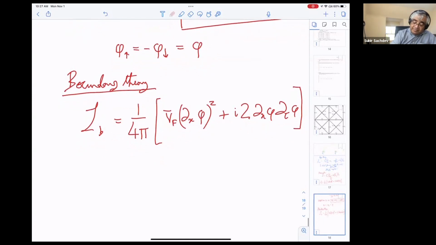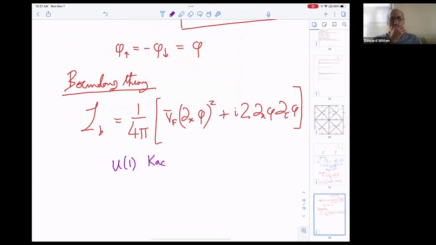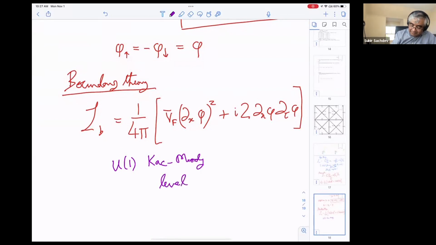I should say that in the field theory literature, this is sometimes called a U(1) Kac-Moody theory at the edge. It has a level, and this level is k equals 2. And the fact that k equals 2 is the non-trivial part, which is why it's not free fermions at the edge.